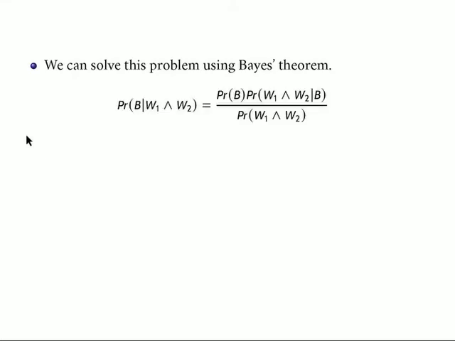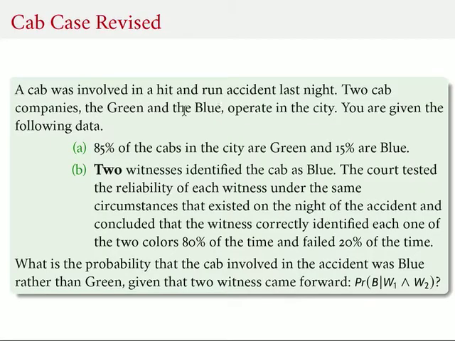So here's how we solve the problem. First, we simply apply Bayes' theorem, which tells us that the probability of the cab being blue, given that the two witnesses say it is, equals the probability that the cab was blue unconditionally of any witnesses. That is to say, we're concerned with the background or base rate probability that it might have been a blue one versus a green one.